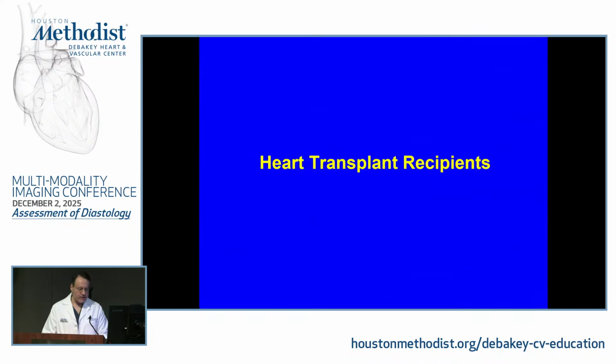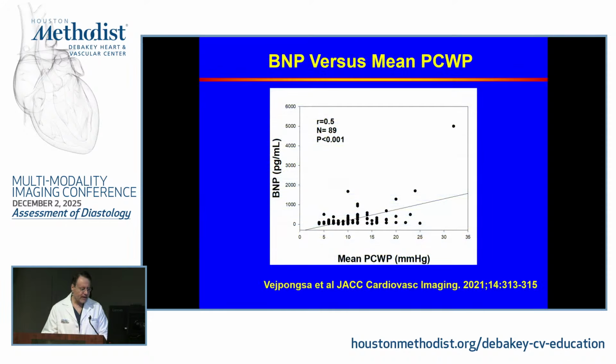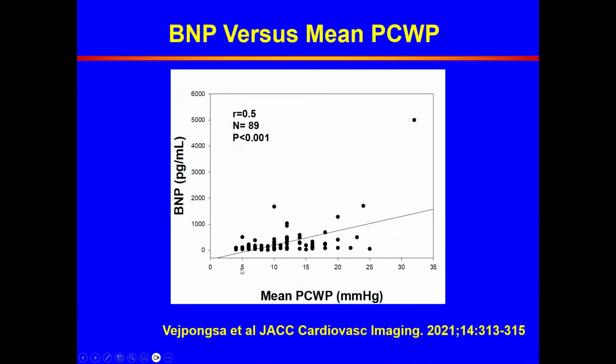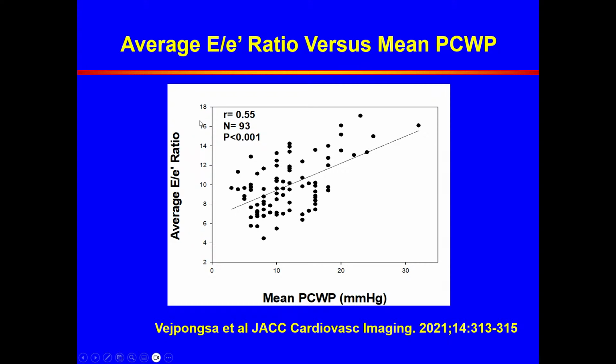Heart transplant recipients are a more challenging group of patients. I'll show you some data from our group here. That shows the relation of BNP, when BNP was what used to be measured instead of NT-proBNP, against wedge pressure in this hospital. And there is a significant correlation, but obviously a wide spread that doesn't help you much in an individual patient. E to E prime ratio is significant, 0.55, but again some spread.